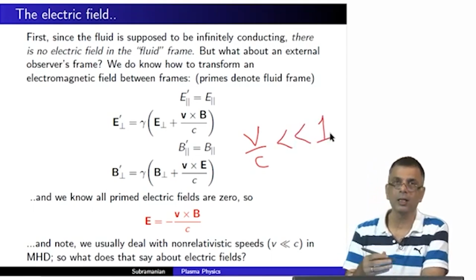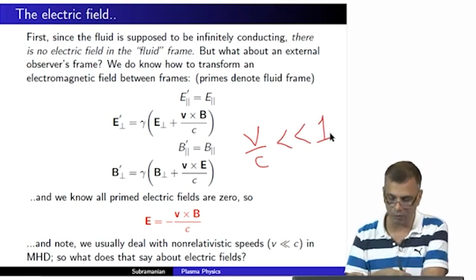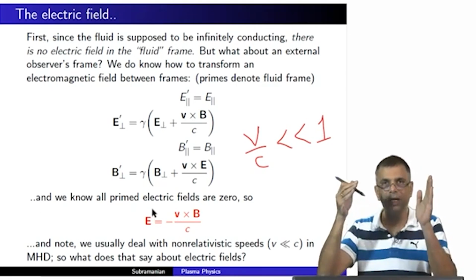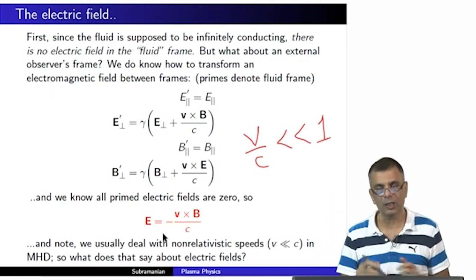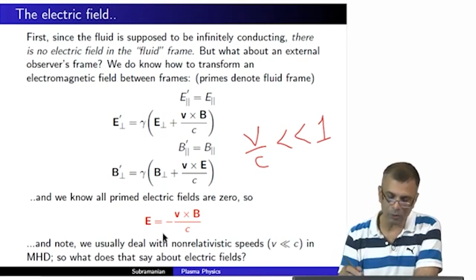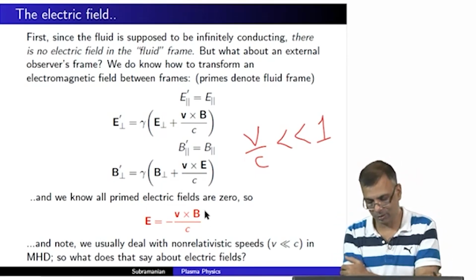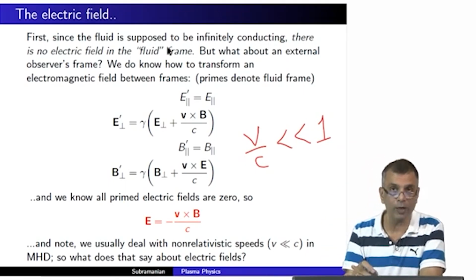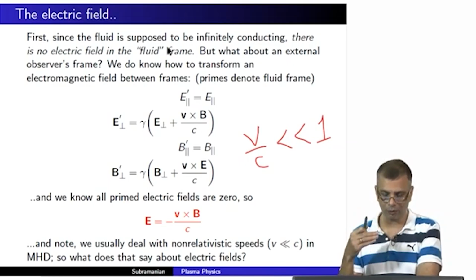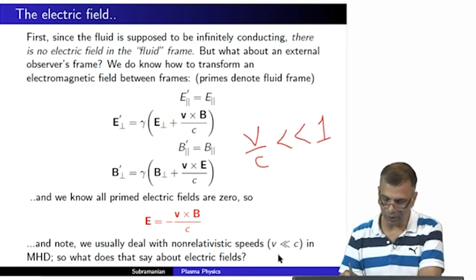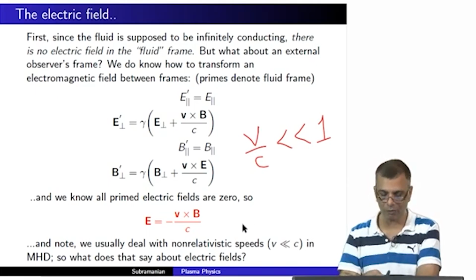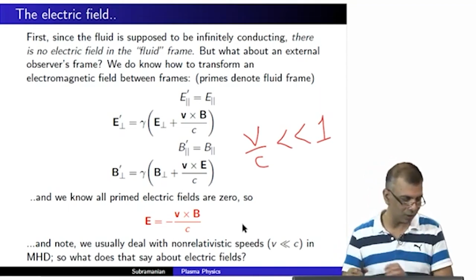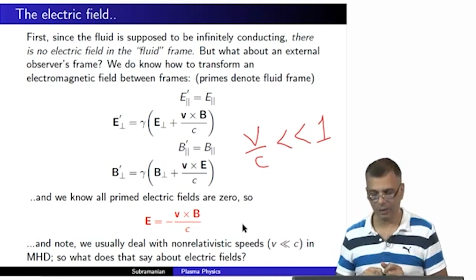So even in the non-primed frame, even in the external observer frame, because V over C is much less than 1, the bare magnitude of the electric field is very small. In comparison to what? Well, the magnitude of the magnetic field, for instance. So what does that say about electric fields? Electric fields are technically 0 in the fluid frame, and even in the external observer's frame, because we are restricting ourselves to non-relativistic speeds, the electric fields are pretty small. Okay. So this is something to keep in mind very firmly, right?